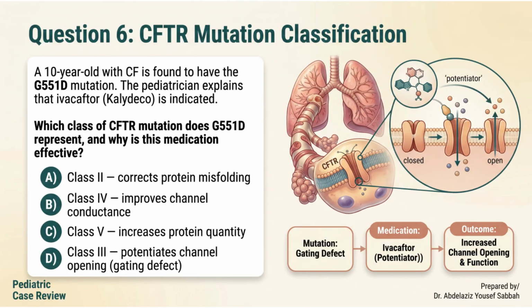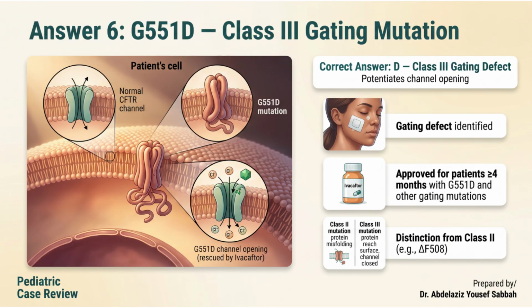Question 6. A 10-year-old with cystic fibrosis is found to have the G551D mutation, and the pediatrician explains that the medication ivacaftor is indicated. Which class of mutation does G551D represent, and why is this medication effective? Option A, Class 2, which corrects protein misfolding. Option B, Class 4, which improves channel conductance. Option C, Class 5, which increases protein quantity. Option D, Class 3, a gating defect in which the medication potentiates channel opening. The correct answer is option D.